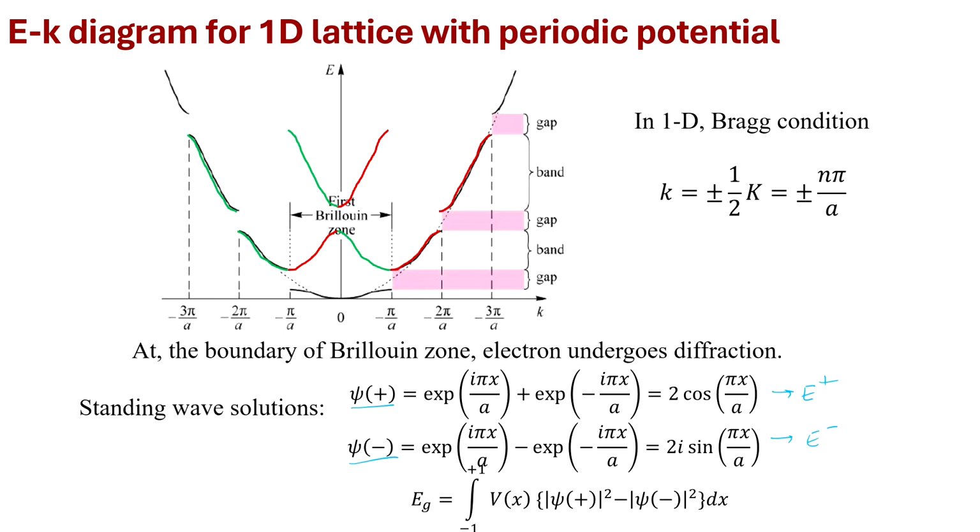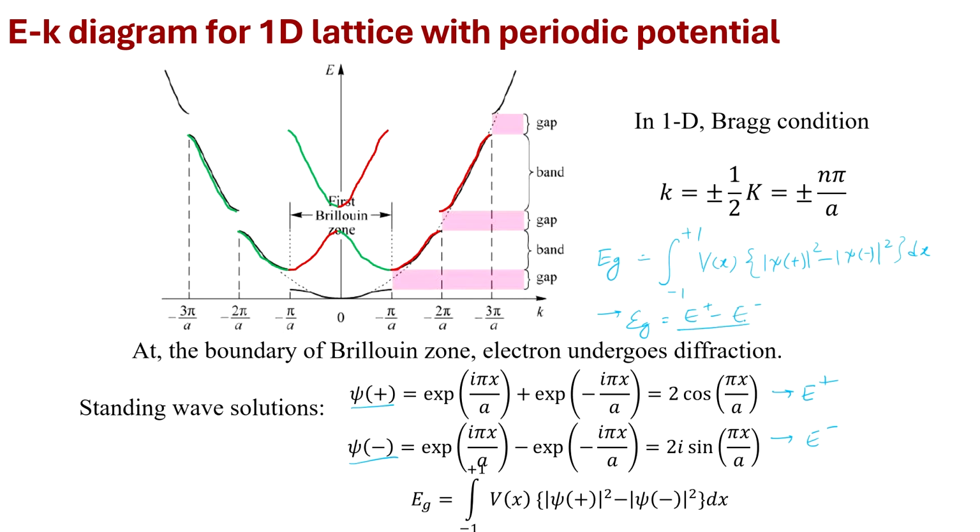which you can find out, is the Eg, the band gap, and we can write this Eg as the integral from minus 1 to plus 1 of V(x) times psi plus square minus psi minus square, integrated over dx. So, this is just for 1D. In 2D it will be far more complicated. So, this is nothing but your Eg is equal to E plus minus E minus.